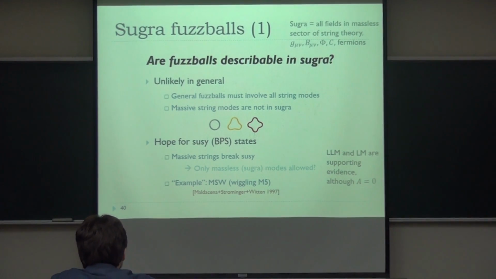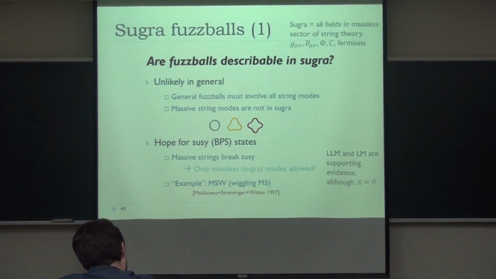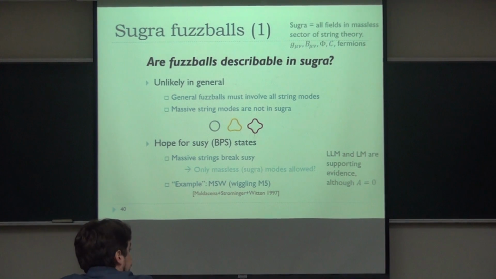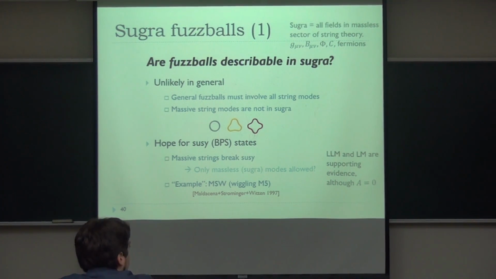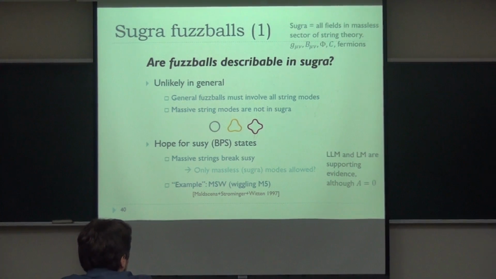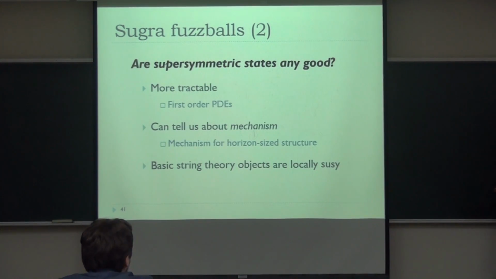But if you turn on gravity, then the traveling wave M5 brane is going to be some back-reacted geometry, and I don't see why you have to incorporate non-supergravity modes when you do that. So maybe this is saying that this is really true, at least in 11 dimensions, where you can describe this MSW properly. Okay, anyway, this is some supporting, encouraging evidence. So maybe in supergravity, for supersymmetric black holes, microstates are in supergravity.